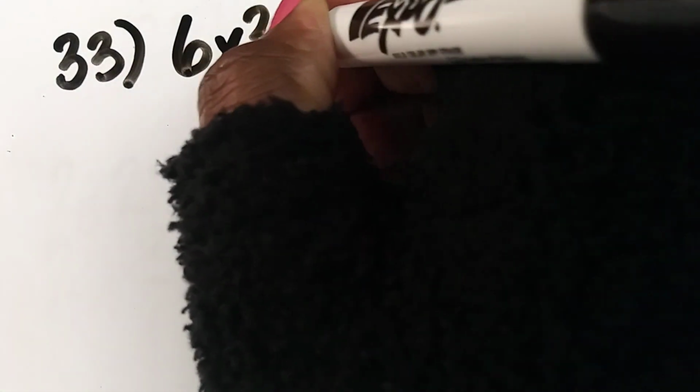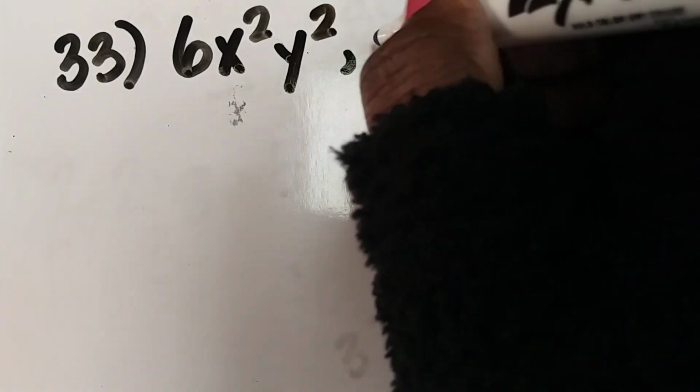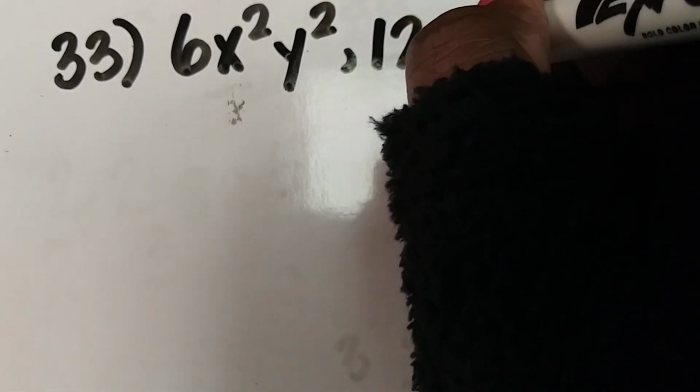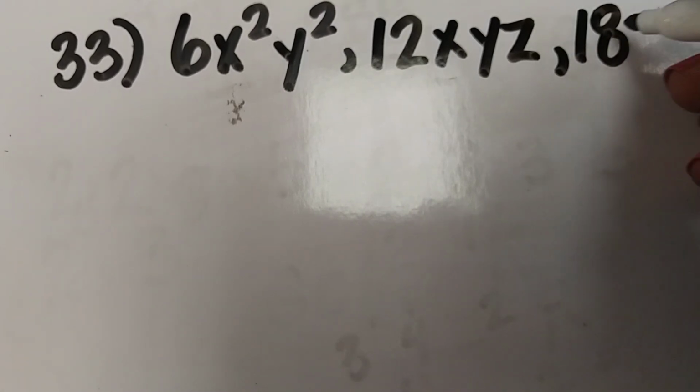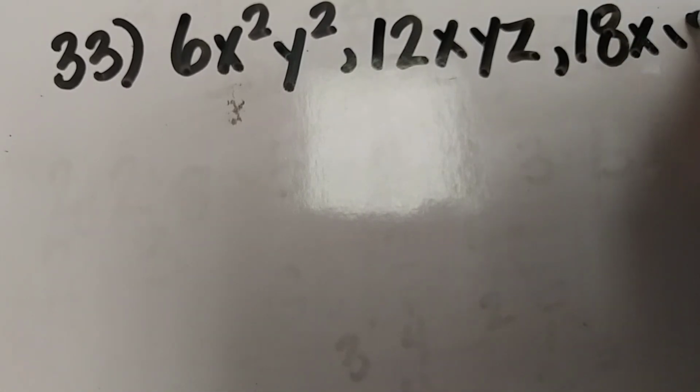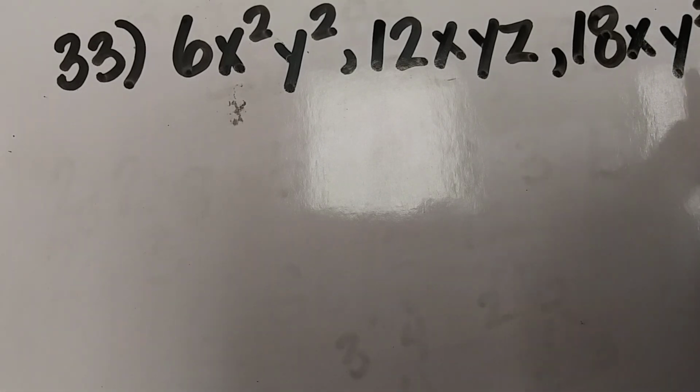Number 33. I have 6x squared y squared, 12xyz, 18xy squared z to the 3rd.